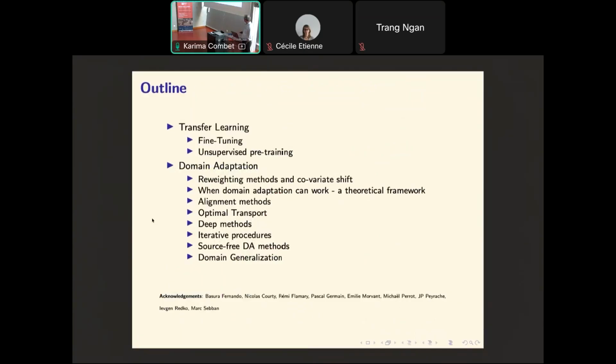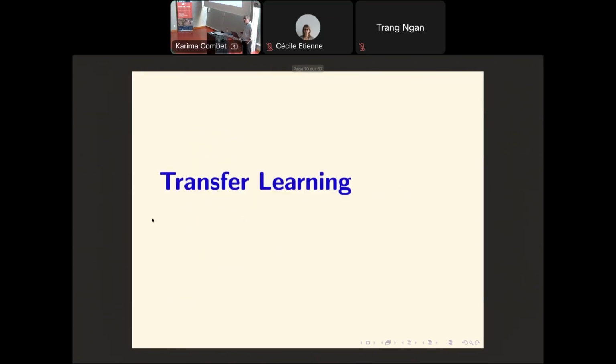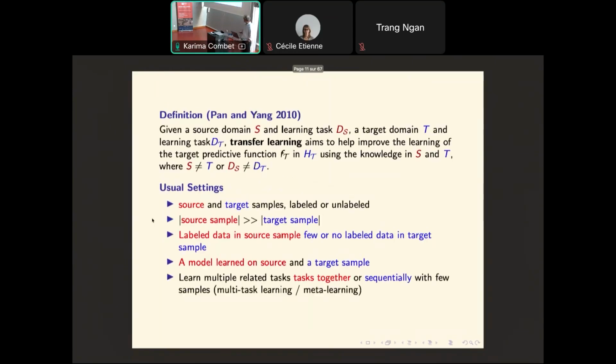What will be my outline this morning? The first thing, I will present some classic algorithms for transfer learning, where we try to adapt a model that's been learned from a predefined task to another task directly, by making use of relevant features that have been learned before. In the second part, I will focus on domain adaptation, which tries to align distributions, and I will review different techniques that are among the state of the art. Okay, let's start with transfer learning.